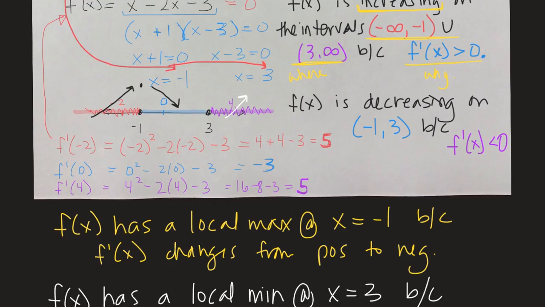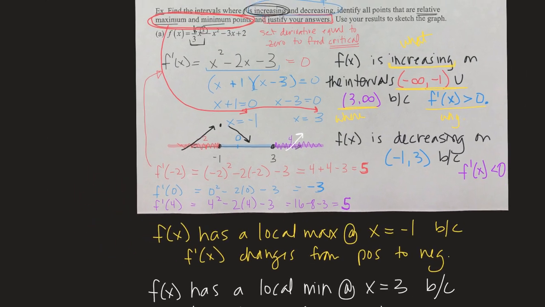Using our good calculus, we are saying the function f of x, we're naming it, has a local minimum at x equals 3 because our derivative changes from negative to positive, which meant that our function went from decreasing to increasing. So let's do a sketch then of our function using all of our knowledge.